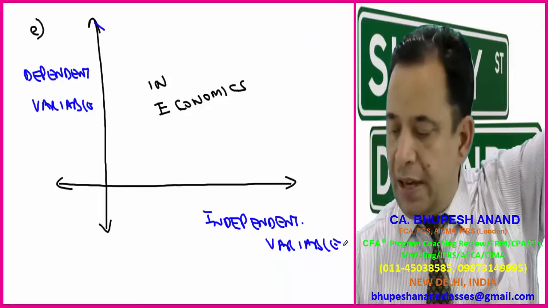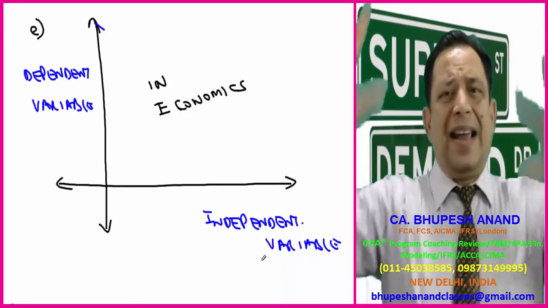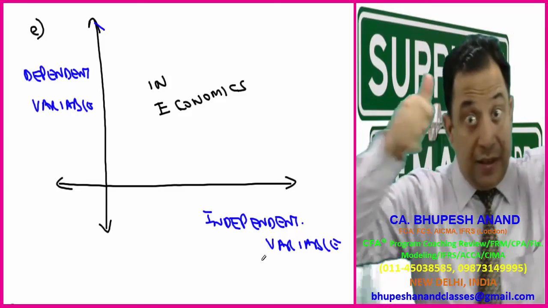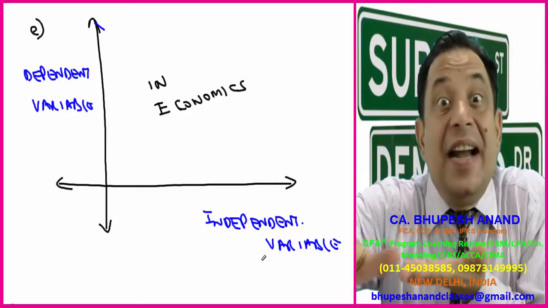Let's go to the next point. Now, in economics, or anywhere, you can relate anything to a graph with an x-axis and a y-axis. Just listen to me for one minute. On the x-axis, we generally take the independent variable.